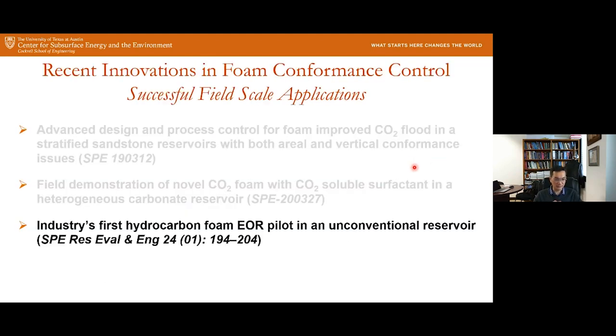And last but not least, I'm going to take you to unconventional reservoir. So the carbonate case is we're talking about unconventional foam, where the surfactant is injected in the CO2, but we apply it for a conventional carbonate reservoir. But now we take foam to an unconventional reservoir. And this is the very first foam pilot for an unconventional reservoir.